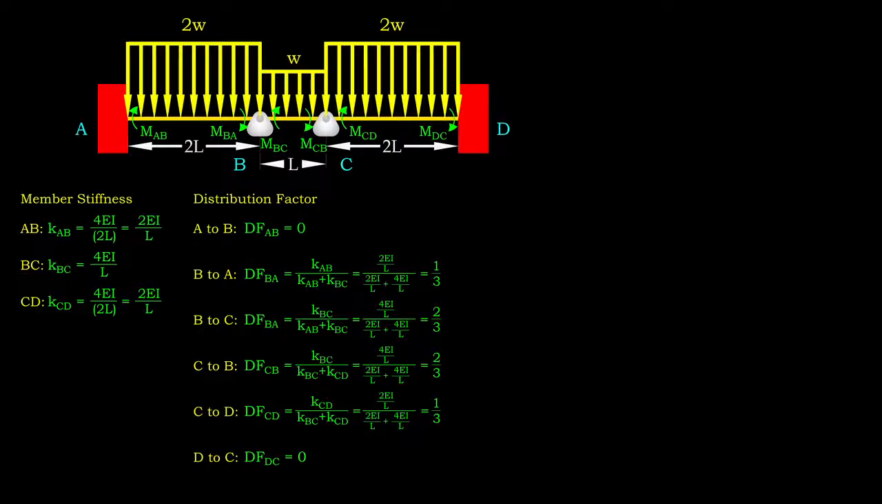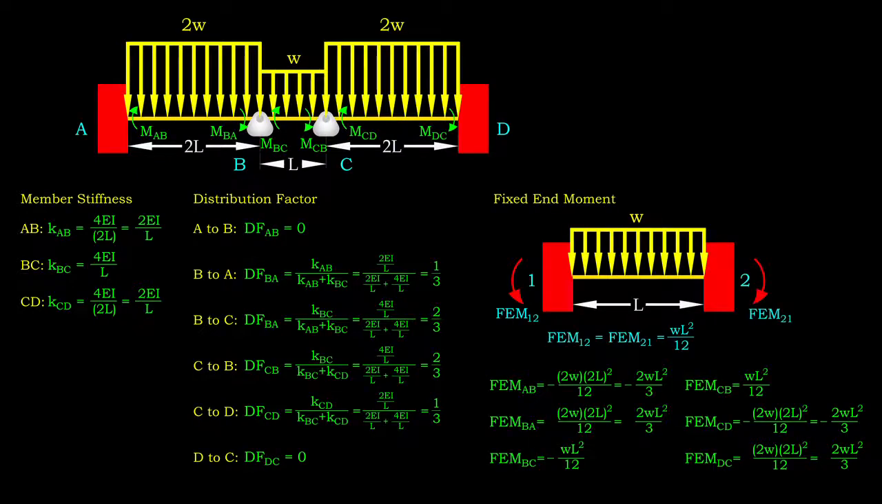At node B, two members are connected, namely BA and BC. The distribution factor for spans supported by internal roller equals to the ratio of individual member stiffness to total stiffness. As a result, we obtain distribution factor of 1/3 for BA and CD and 2/3 for BC and CB.